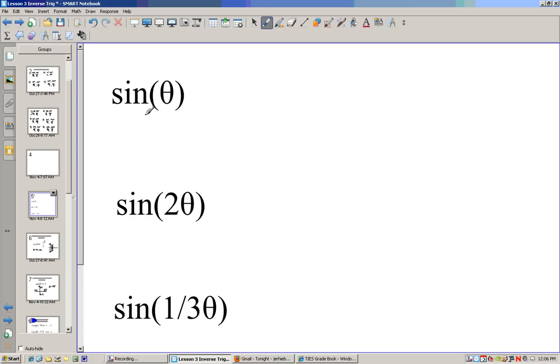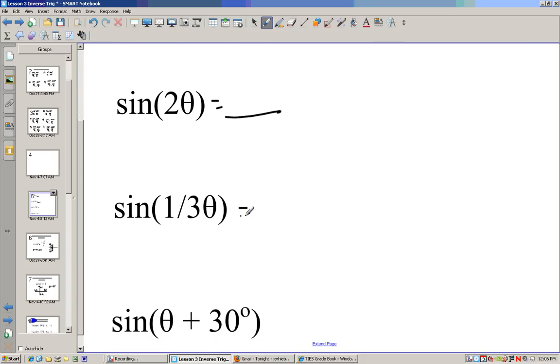So on this one, we just have one answer. That's 90 degrees. Today, instead of having sine of theta is equal to something, we're going to have sine of 2 theta is equal to something. Sine of 1/3 theta is equal to something. Or sine of theta plus 30 is equal to something.